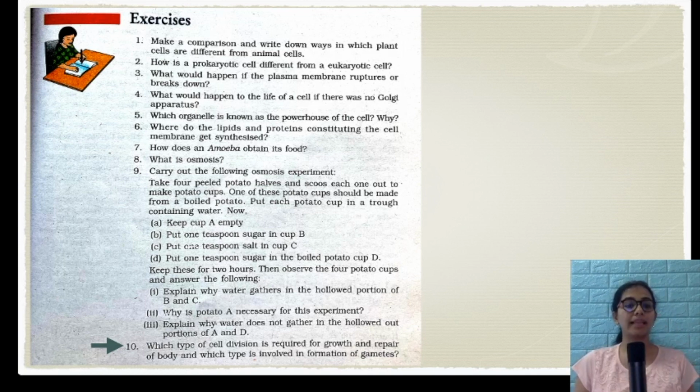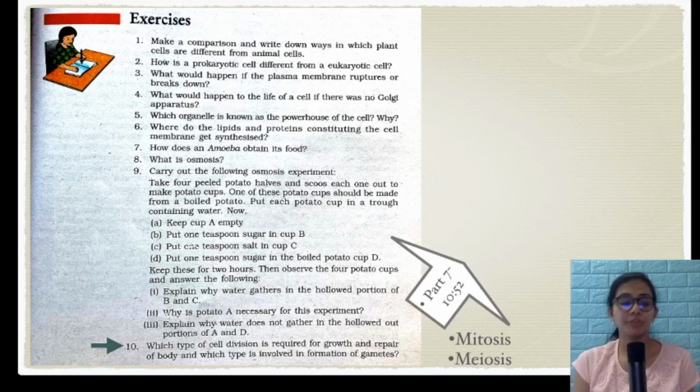Which would it be? Okay, and the last part is which type is involved in the formation of gametes. Now, formation of gametes must involve the halving of the number of chromosomes. That means the chromosome number should be reduced to half in the formation of gametes. So whichever type of cell division involves the halving of chromosome number, that type of cell division is required for the formation of gametes.